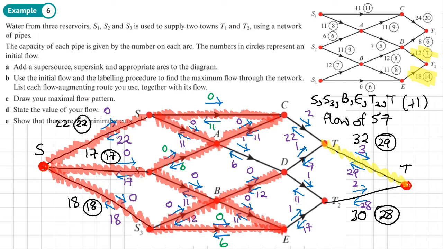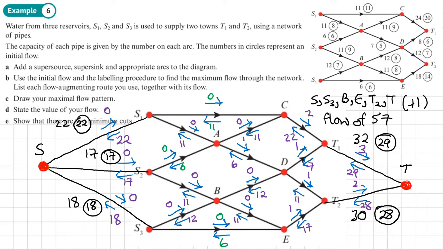Part C, what I need to do is draw my maximal flow pattern. So basically write down what the new flows are on each arc. So let's get rid of all the stuff that we don't need. So basically a flow is going to be how much you can decrease it by. So these ones here at the start, they're all saturated, so it's just those values here. I can decrease them down to 0, so we'll get rid of all of those bits here.